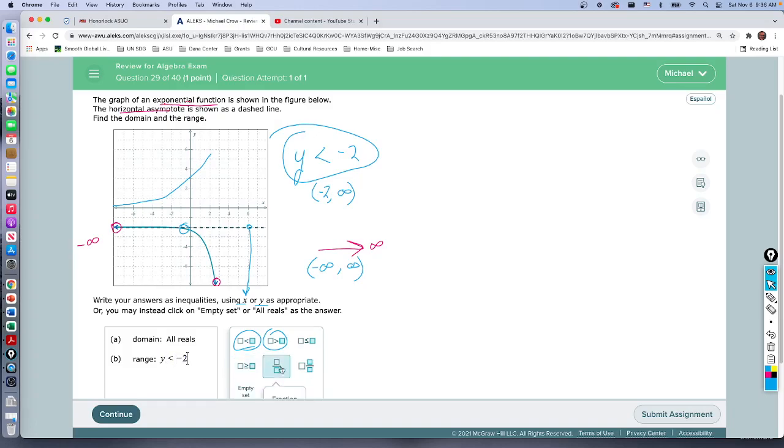That's our range. So remember, domain is the x, range is the y, because if you get those mixed up, you'll have them reversed, and it'll mark it wrong. Awesome. That was number 29.